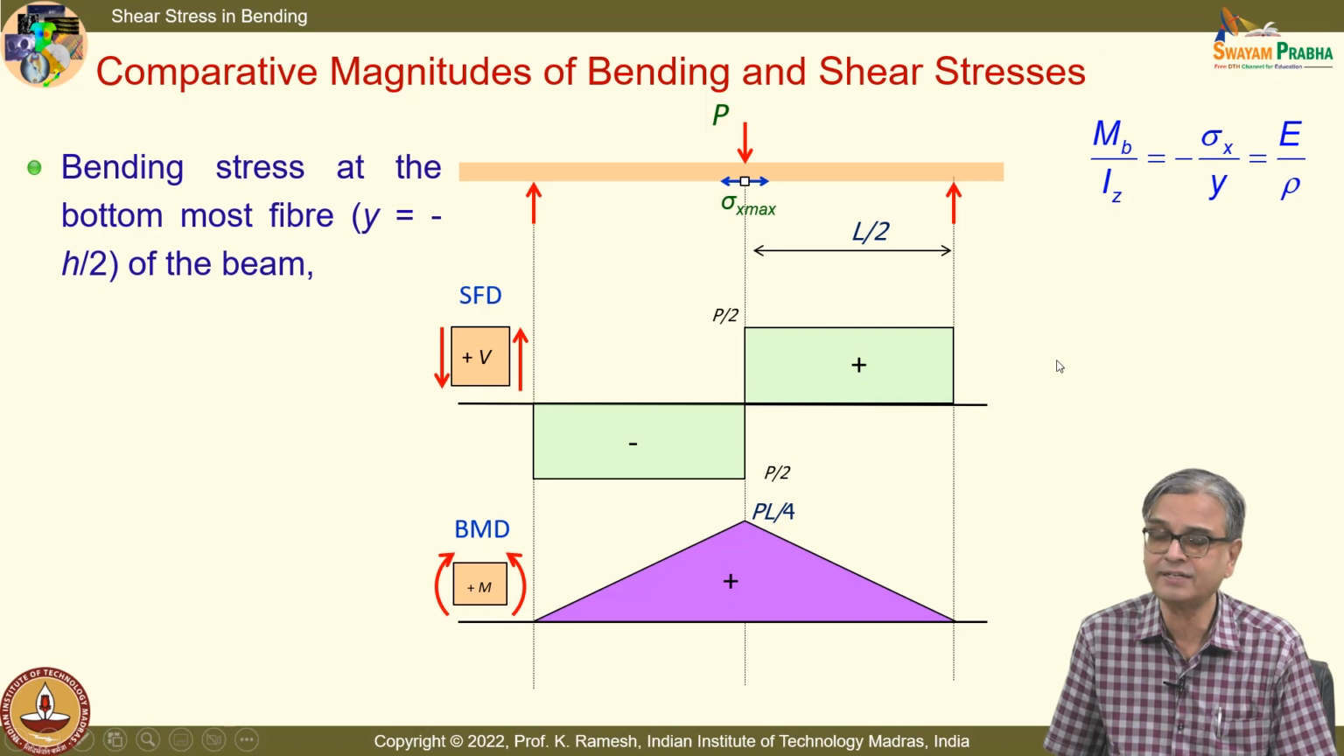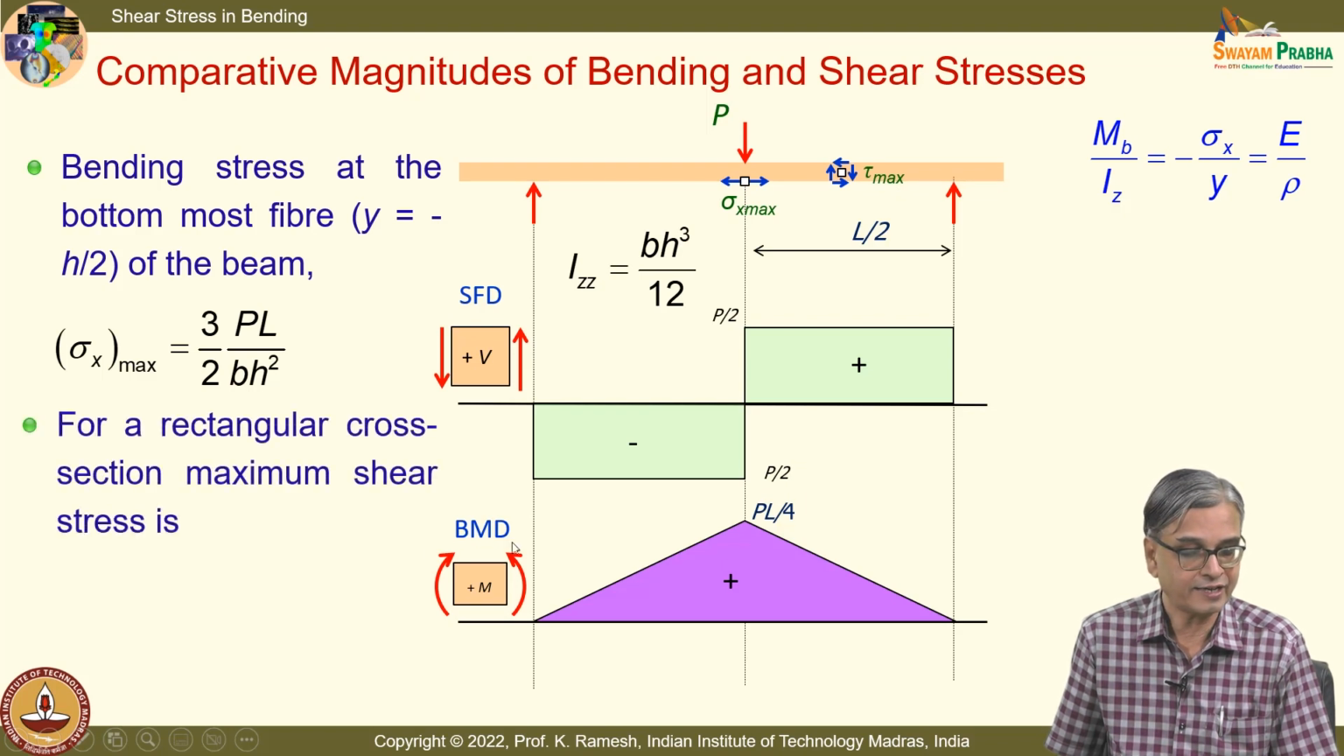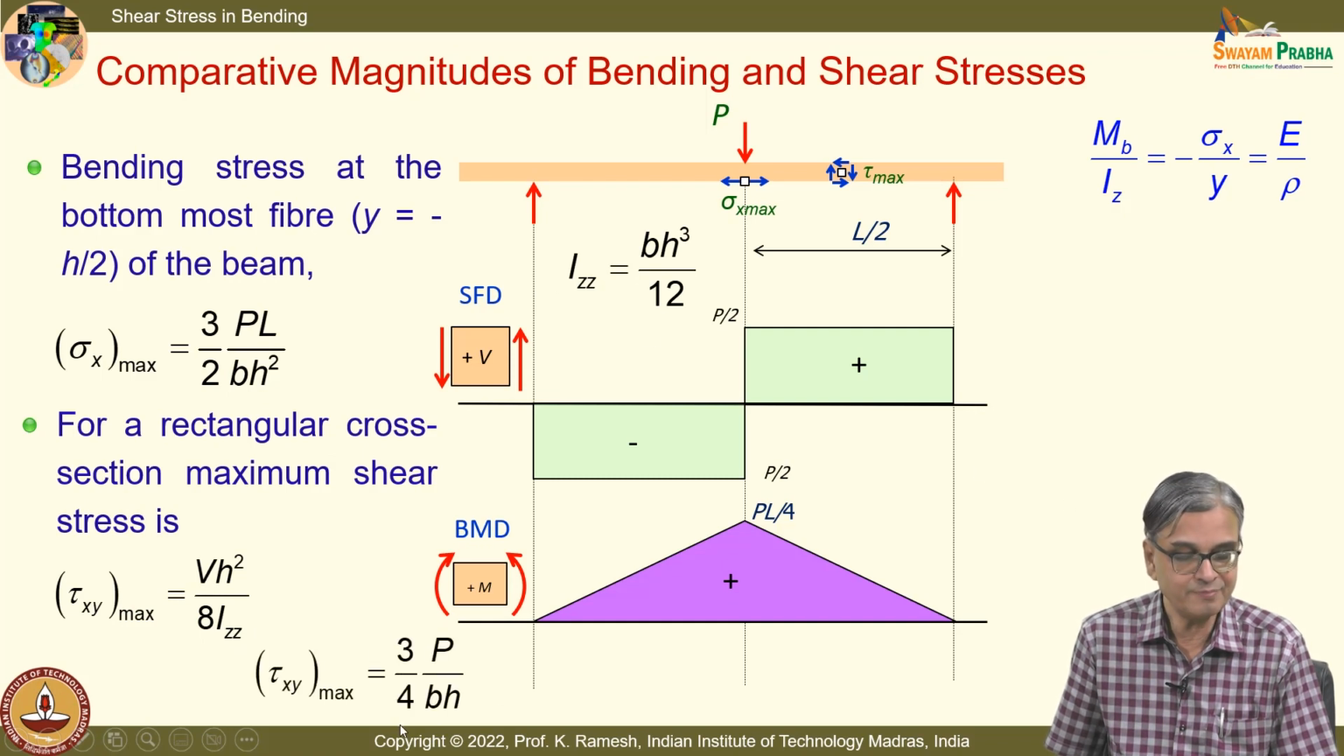You can easily calculate. The I for this is BH cubed by 12. So, if I do this, I get sigma max as 3 by 2 PL by BH squared, and you also know the expression for tau xy. For a rectangular cross section, the maximum shear stress is VH squared by 8 IZZ. When I substitute IZZ, I get this as 3 by 4 P by BH. So, this gives a comparison. That comparison is listed in the next slide.